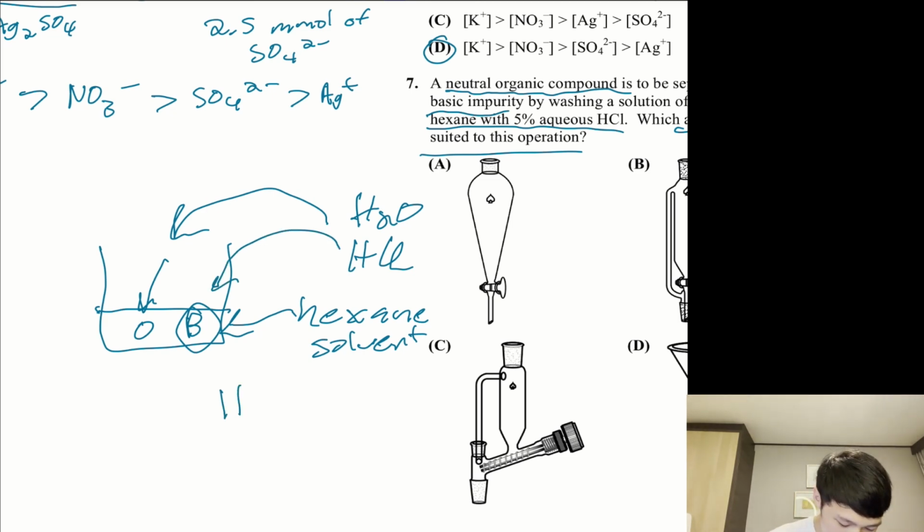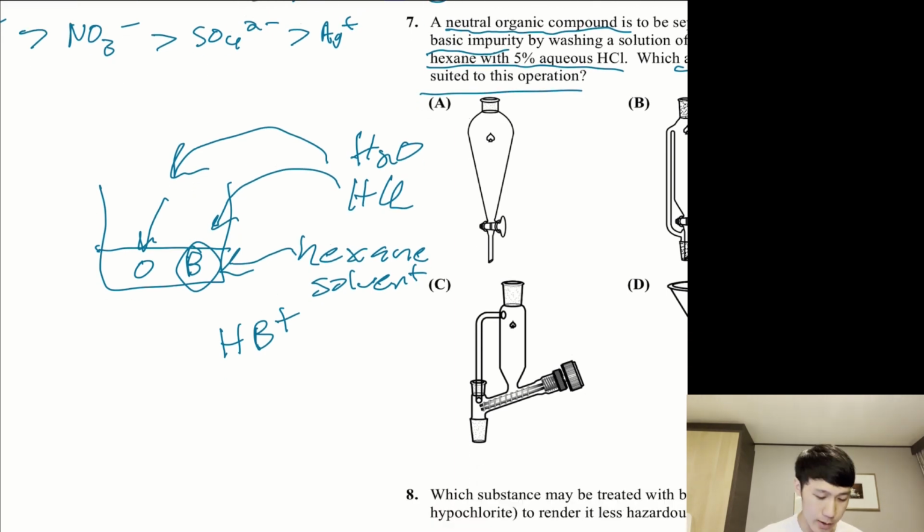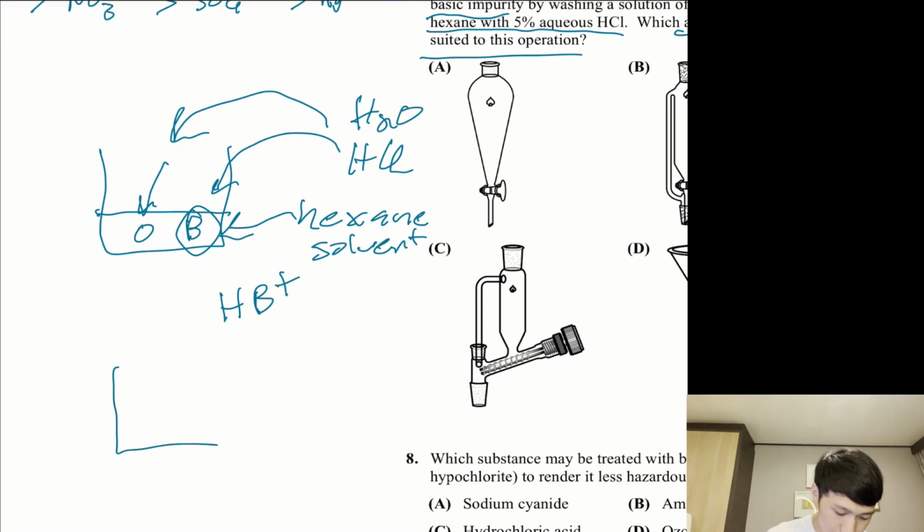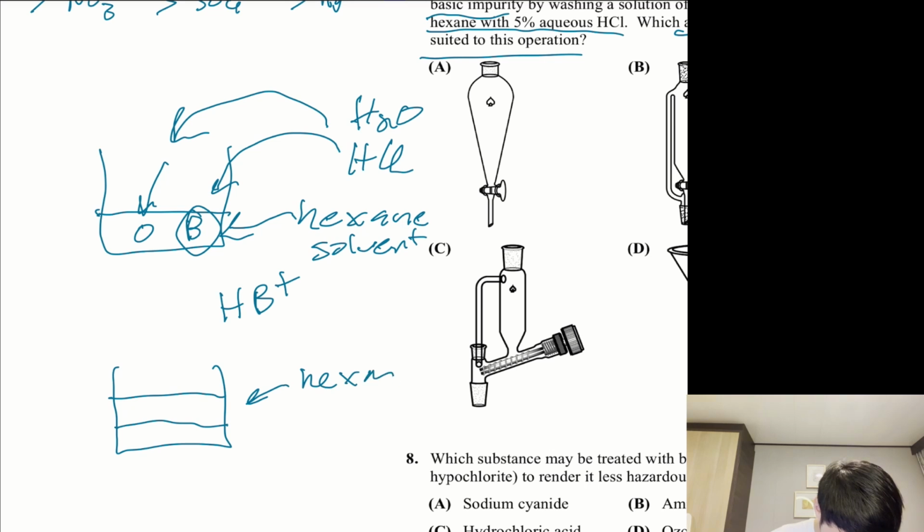So what we create is HB+. And HB+ is a charged species. And we know charged species tend to go in aqueous solution because they can be surrounded by the water molecules and stabilized. So when we mix these solutions together, we're going to have 2 layers because the water and hexane don't mix. We're going to have the water on the bottom and the hexane on top. So hexane and our aqueous layer. And what's going to happen is we're going to have the HB+ going into the aqueous solution.